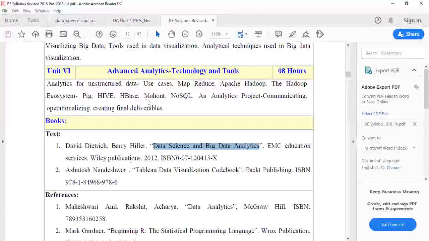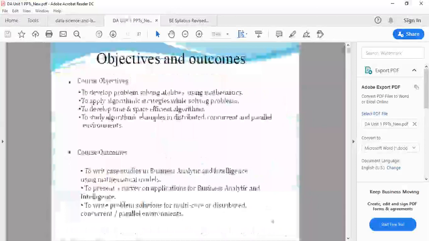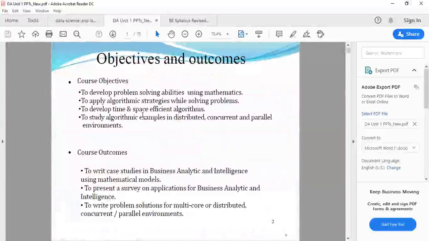Okay. Now we will see the course objectives and course outcomes for this subject. There are a total of 4 course objectives of this subject. First objective is to develop problem solving abilities using mathematics. Second objective is to apply algorithmic strategy while solving problems. Third objective is to develop time and space efficient algorithms. Fourth objective is to study algorithmic examples in distributed, concurrent and parallel environments. These are the total 4 course objectives of the subject.